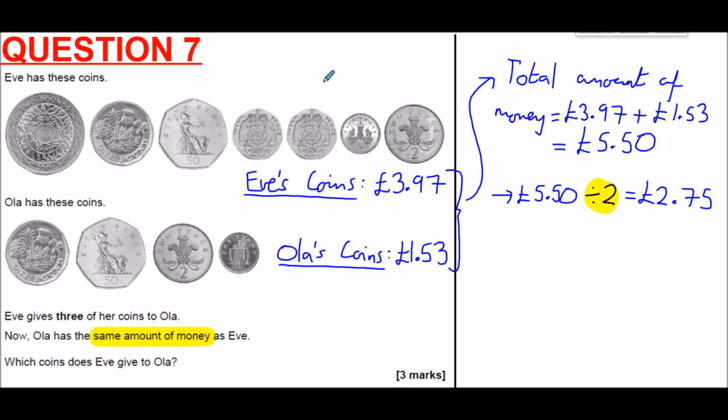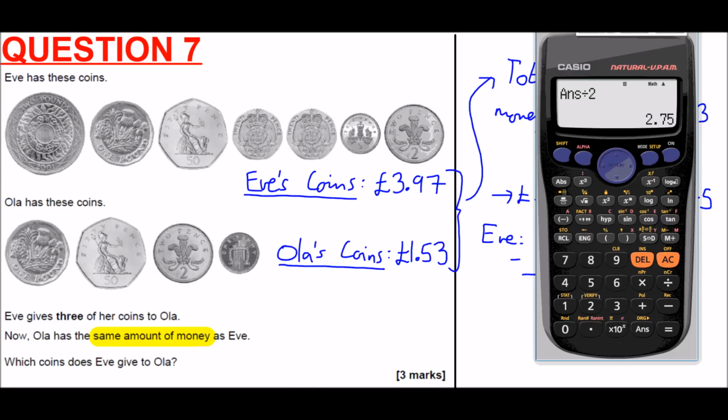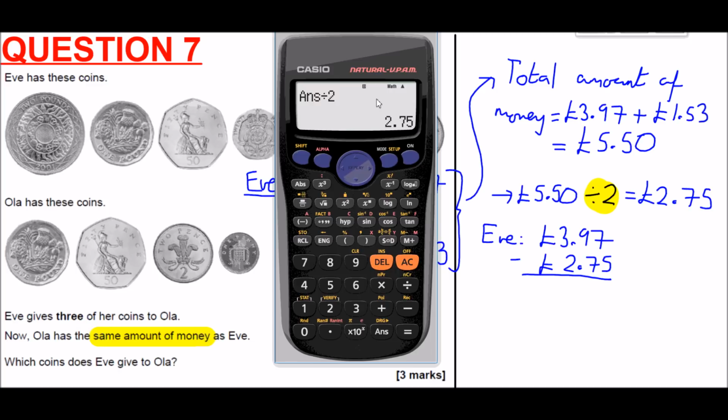And so if we compare what Eve had, £3.97, she then ends up with £2.75. So we can work out how much money Eve must have given away by doing what Eve used to have, subtract from what she ends up with. The difference will tell us how much money Eve must have given away to Ola. And so £3.97, just move it over so you can see the calculation, £3.97 subtract £2.75 gives us a total of £1.22.